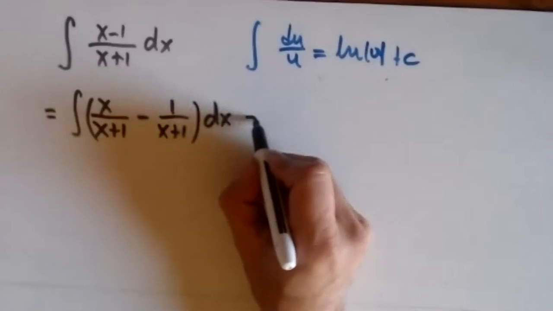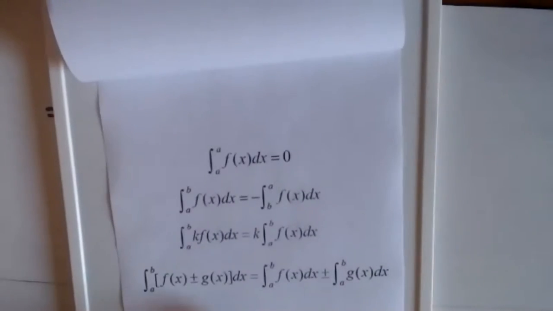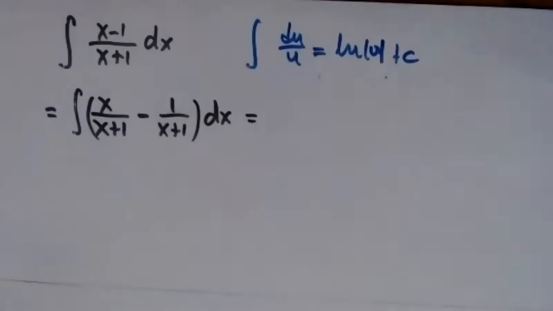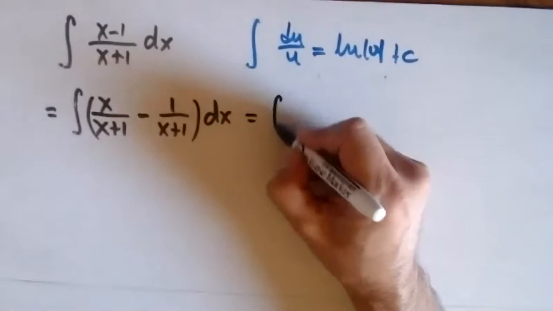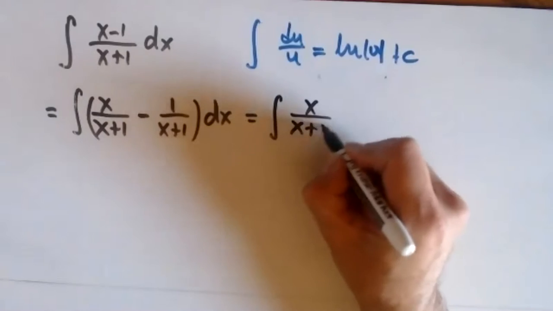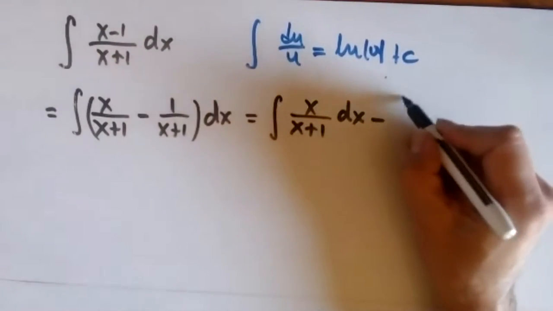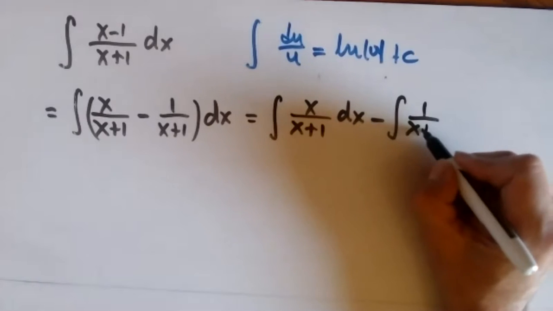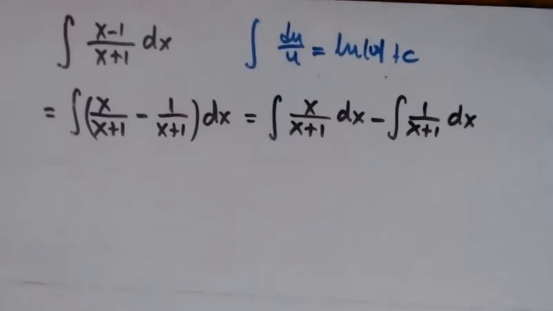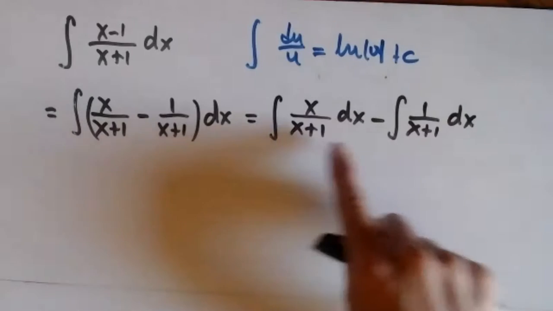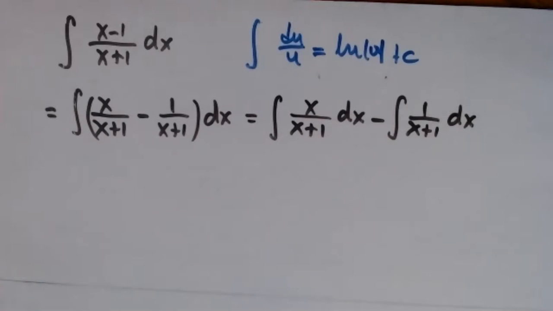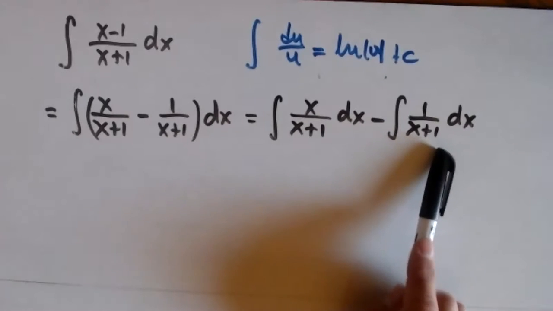Then I'm going to remember the properties of the integrals. The properties of the integrals tell me that if you have the integral of an addition or subtraction, you split the corresponding integrals: this integral plus this integral, or minus this integral. So I'm going to use that formula. So this is the integral of x over x plus 1 dx minus the integral of 1 over x plus 1 dx. Okay, I have double the job: one integral here and another one here. Let's solve the last one, which looks the most suitable.